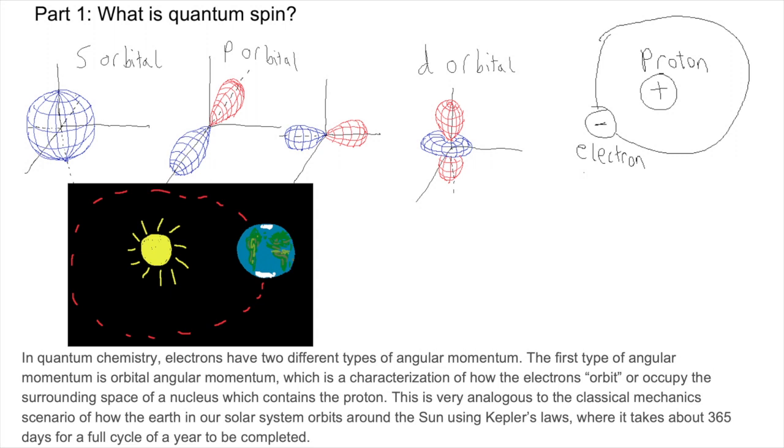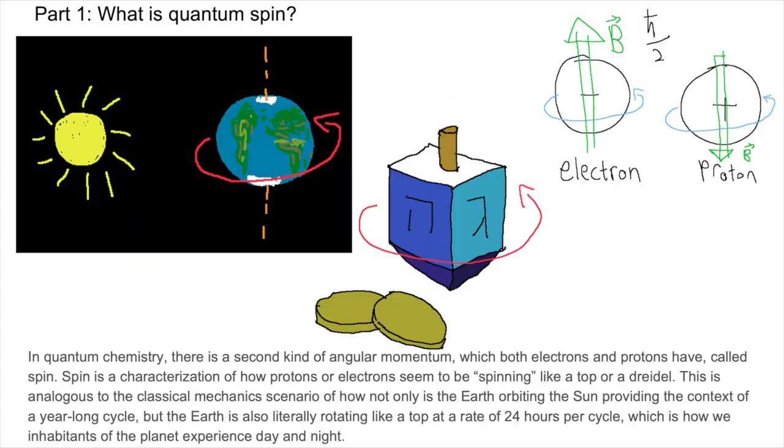This is very analogous to the classical mechanics scenario of how the Earth in our solar system orbits around the Sun using Kepler's laws, where it takes about 365 days for a full cycle of a year to be completed. In quantum chemistry, there is a second kind of angular momentum which both electrons and protons have, called spin. Spin is a characterization of how protons or electrons seem to be spinning like a top or a dreidel.